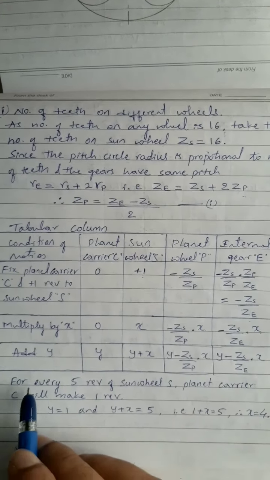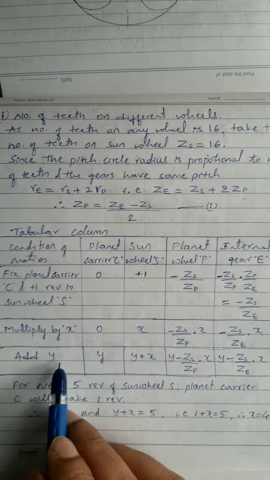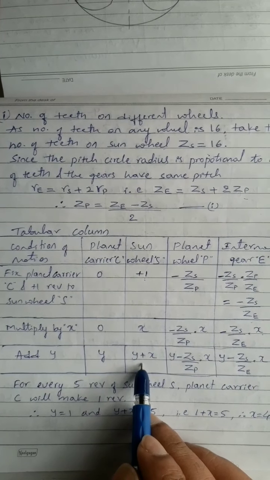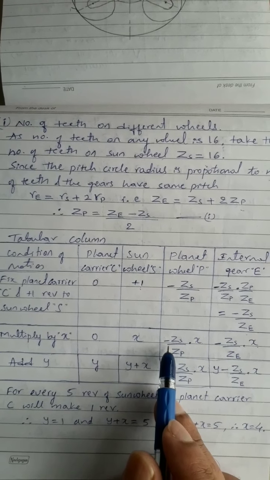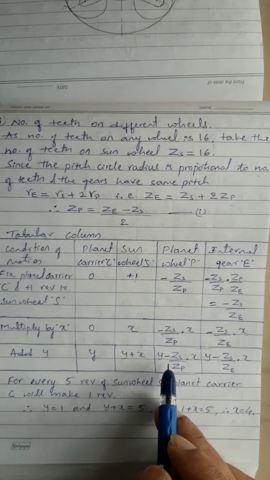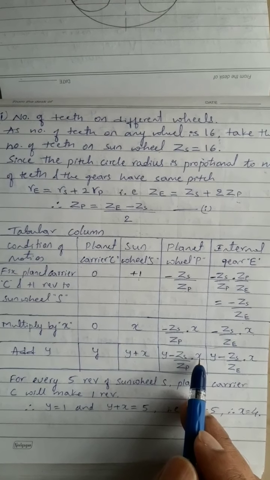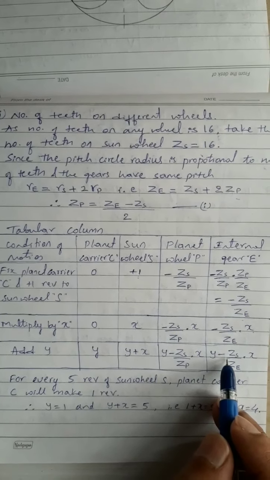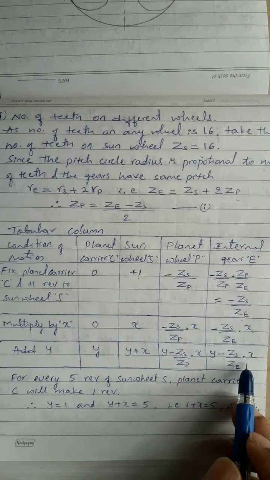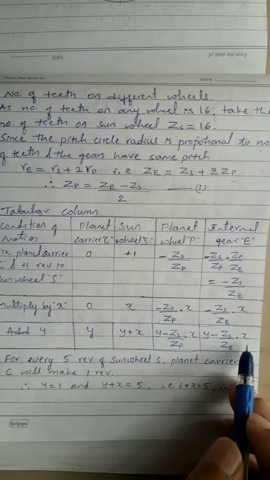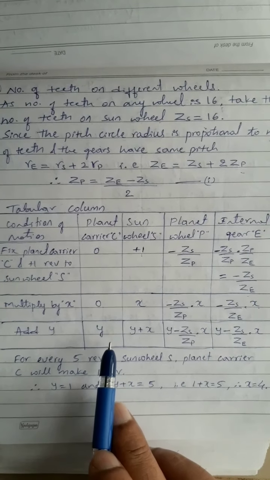Next we will add y to the second row. So adding y to 0 we have y, y plus x, we have y plus x. Next y plus this parameter. So here we have a negative, plus into negative is a negative, y minus ZS by ZP into x. Next we have y minus ZS by ZE into x. This is for internal gear E. So these are the speed equations for the different wheels.